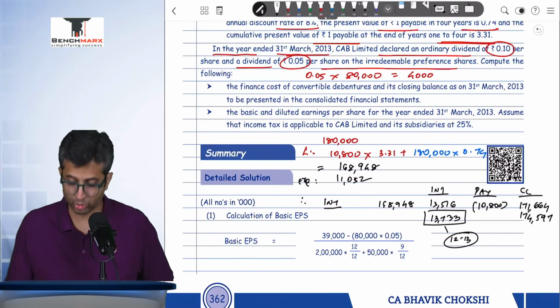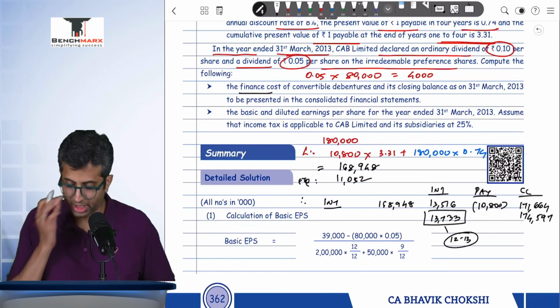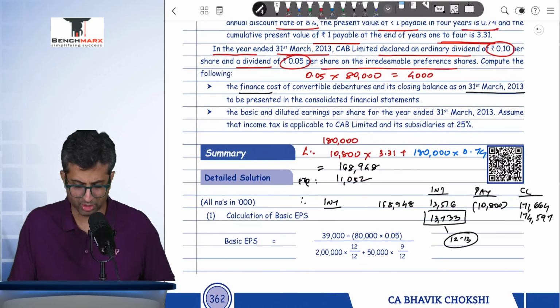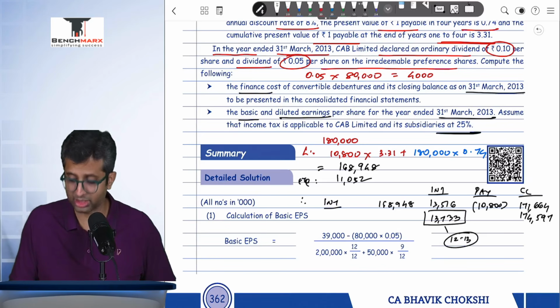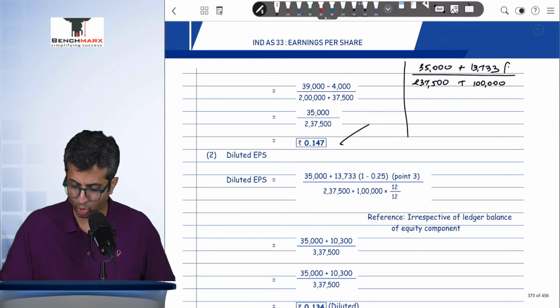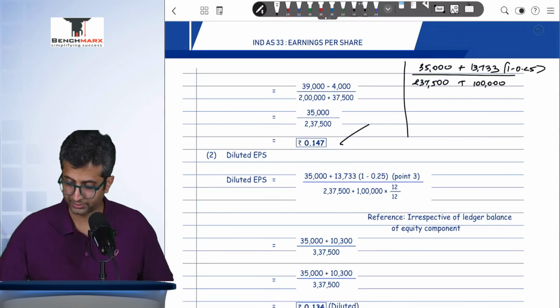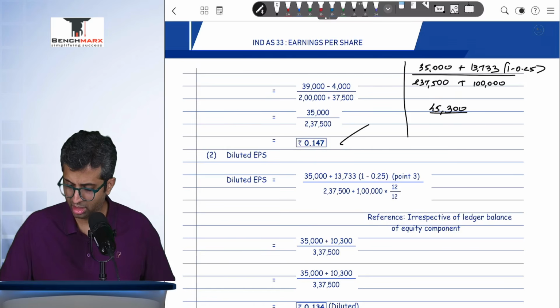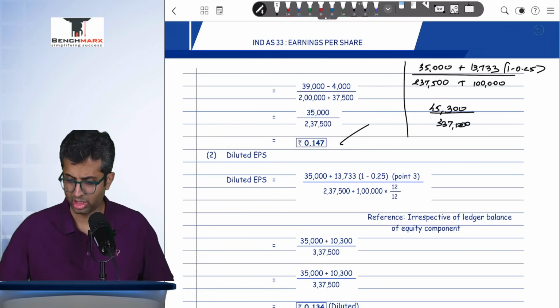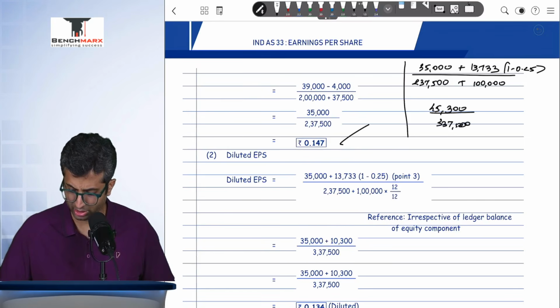If there's a tax rate, you'll have to make adjustment on that. What you have to do, finance cost of convertible debentures and its closing balance, we have done. Basic and diluted EPS for the year ended 31st March 13 and the tax rate is 25%. So over here into 1 minus 0.25. So this is 13,733 into 0.75 plus 35,000 comes to, I think, 45,300 upon 337,500 which comes to what? Can I say 0.134? And hence this is diluted.